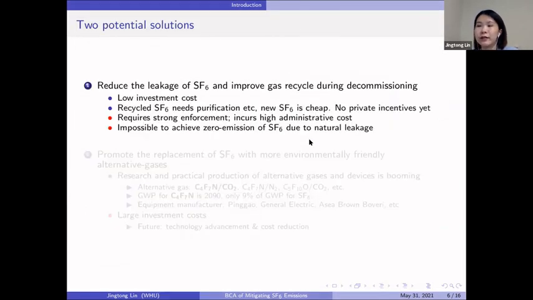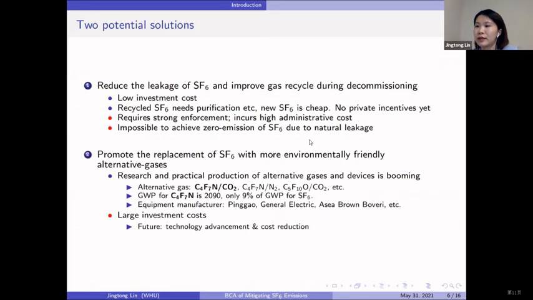Intuitively, there are two potential solutions to mitigate SF6 emission from the GIS equipment. The first is to reduce the leakage and improve gas recycling during decommissioning. Though this solution requires low investment costs, it also requires strong enforcement that incurs high administrative costs. The second solution is to promote SF6 replacement with low carbon alternative gases.